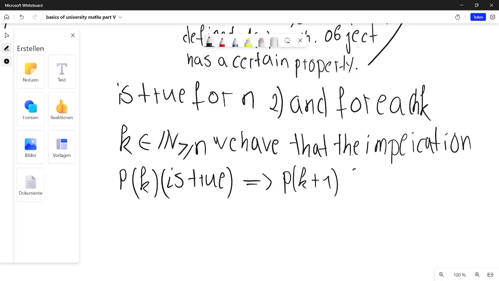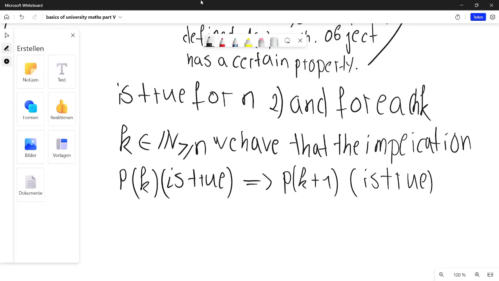That is, for each natural number bigger or equal n, we have to have that if the statement P is true for this number, then the statement P is automatically true for the number k plus 1. And that we have to have for each number simultaneously that is bigger or equal to n.